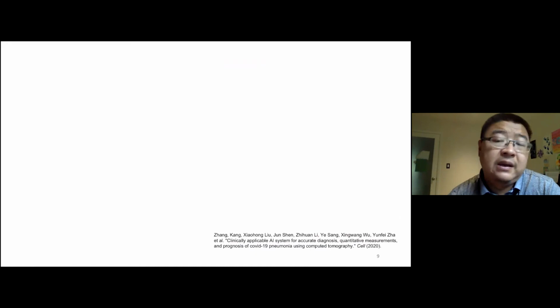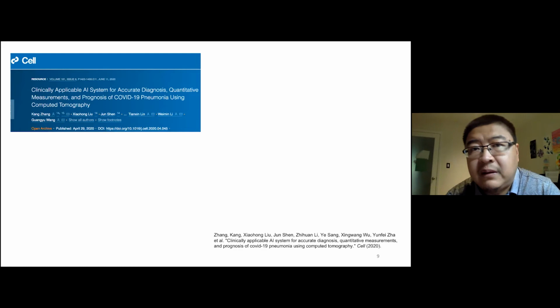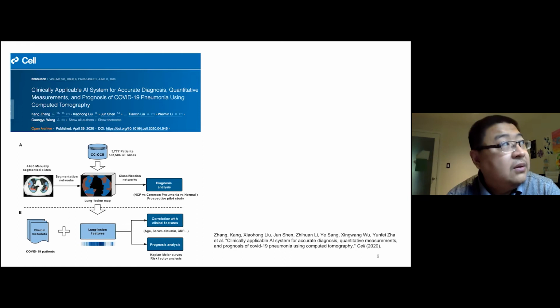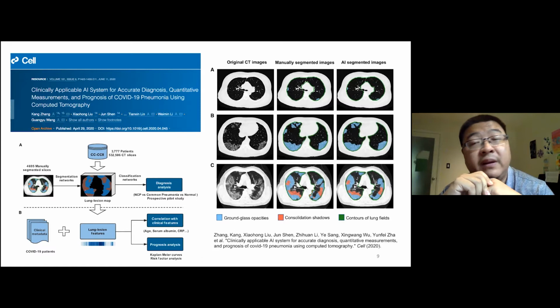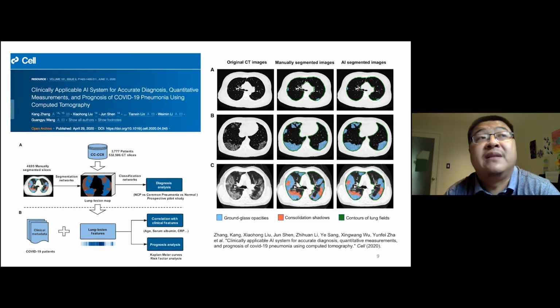People have also been trying to use machine learning or artificial intelligence to do image analysis. This is a Cell paper. They are trying to build a machine learning model to analyze patient lung CT scans, with the hope to identify, number one, if the patient is COVID-19 positive, and number two, how severe it is. One key capability of their algorithm is automatic segmentation and identifying the potential problematic areas that can be indicative of COVID-19, like in this case, ground glass opacities and consolidation shadows.